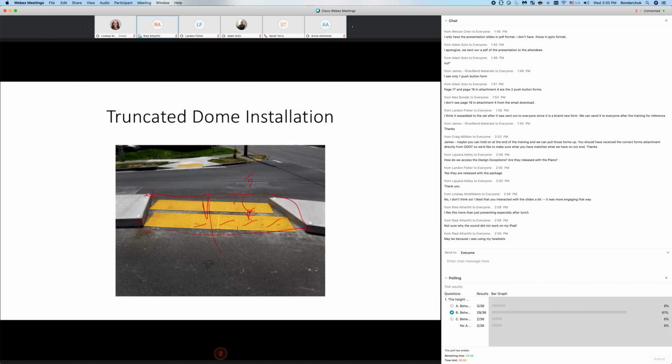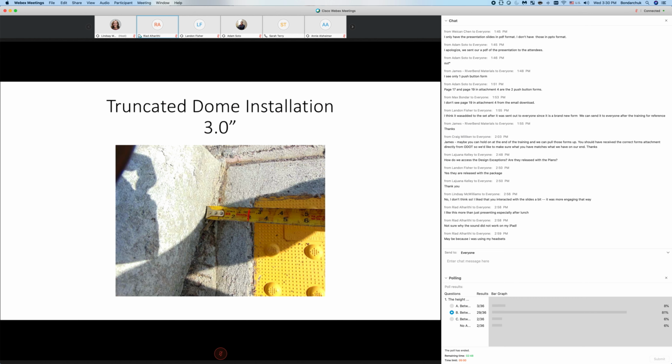Another gap, the 3-inch gap, truncated dome.